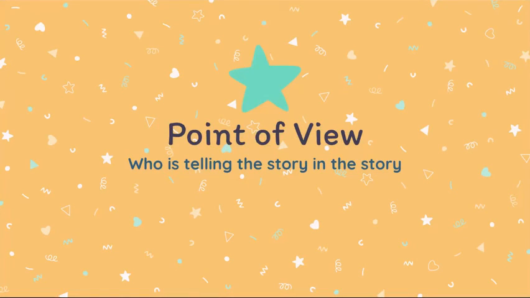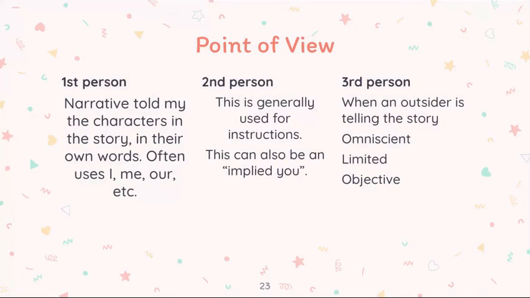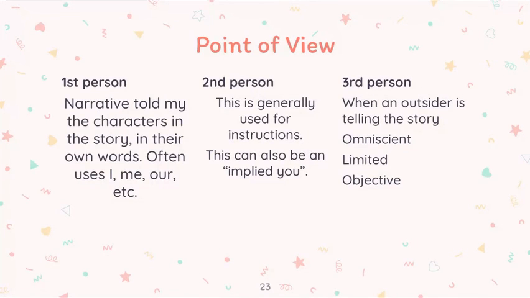Point of view is really just who's telling the story. We have first person, which is I, me, our, that kind of thing. Second person is you. We don't see you as much when we're talking about pieces of writing. Usually it's directions, or it can be implied you, like in Mortal Kombat when the dude says, "Get over here." That's implied you. And then we have third person. We have omniscient, limited, and objective. Omniscient means everybody, they hear every thought. Limited is just one character's thought, and objective is no one's thoughts. So that's the quick version of this whole thing.